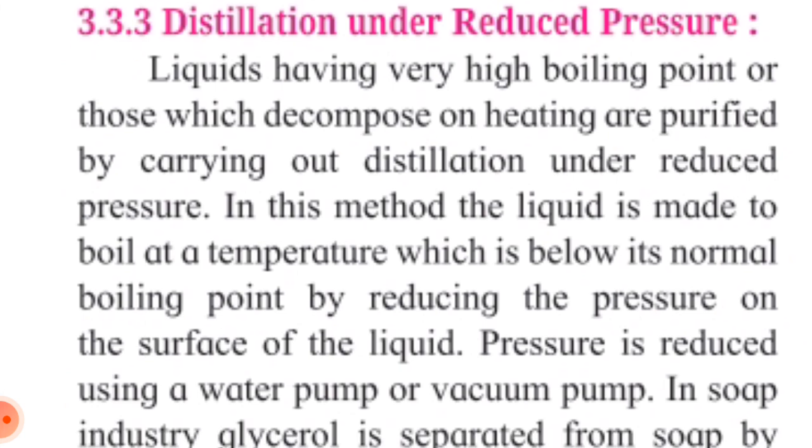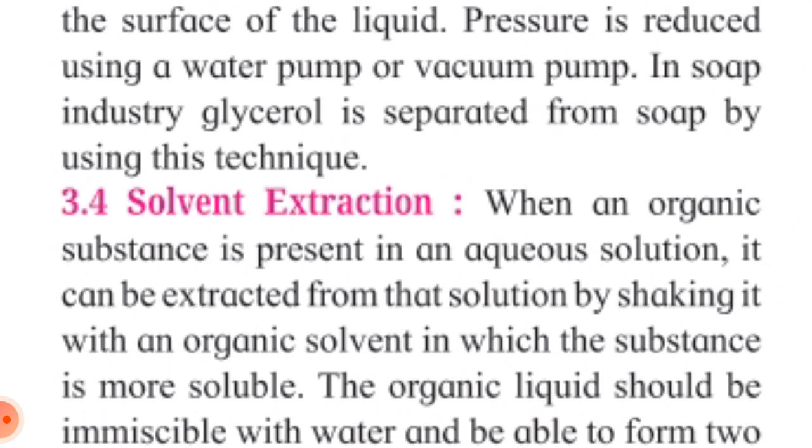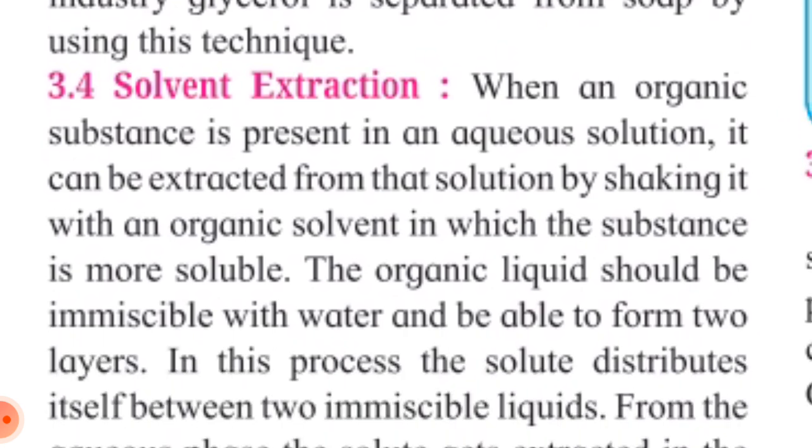3.3.3 Distillation under reduced pressure. Liquids having very high boiling points or those which decompose on heating are purified by carrying out distillation under reduced pressure. In this method, the liquid is made to boil at a temperature which is below its normal boiling point by reducing the pressure on the surface of the liquid. Pressure is reduced using a water pump or a vacuum pump. In the soap industry, glycerol is separated from spent lye by using this technique.